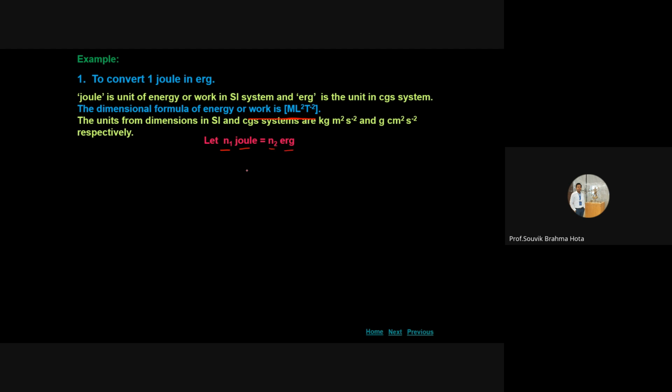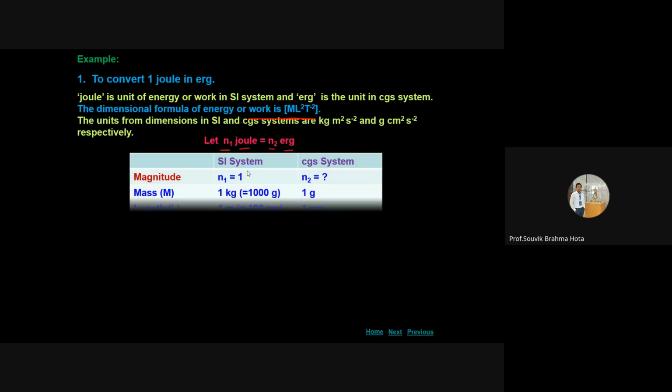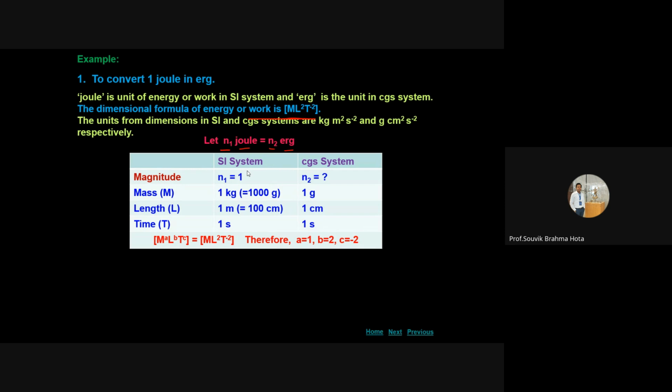So you need to convert it, na? Joule is actually the SI system, erg is the CGS system. So what we should consider here, you must make a table. This is the SI system, this is the CGS system. N1 we know, it is 1 joule because they ask you 1 joule, but we don't know how many erg. So N2 we don't know.